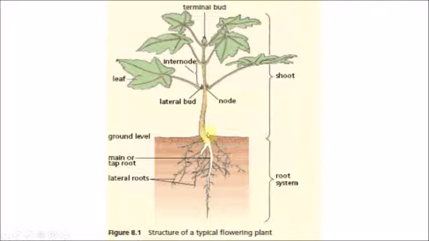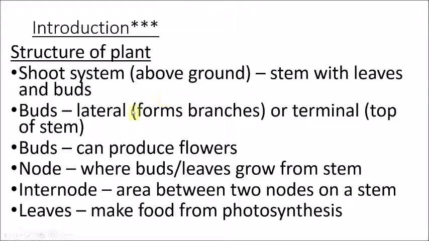The shoot system is anything that is above the ground, and it's made of different things. You've got the stem here, which has buds on it. Now, from a bud, you can grow different things like leaves, flowers, or branches. You've got two different types of buds. You've got the buds here, which are lateral, or you've got the terminal bud.